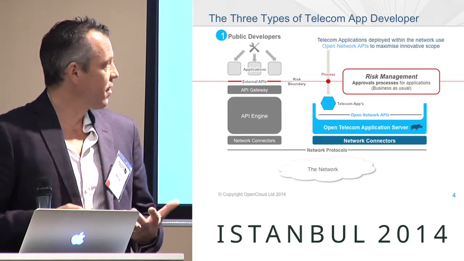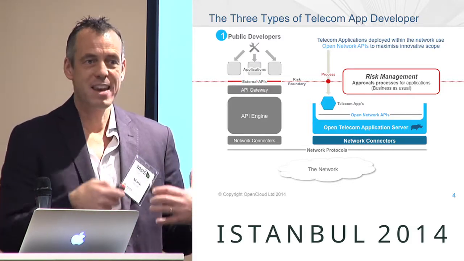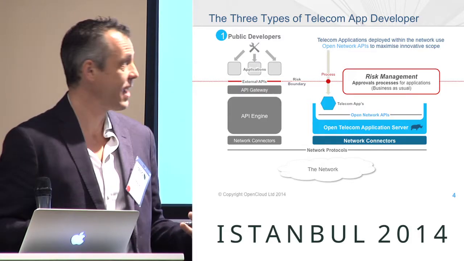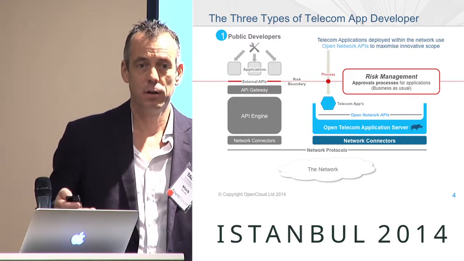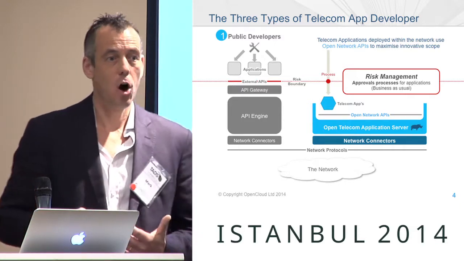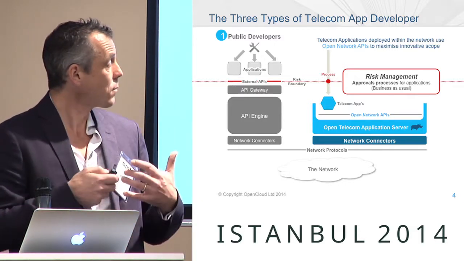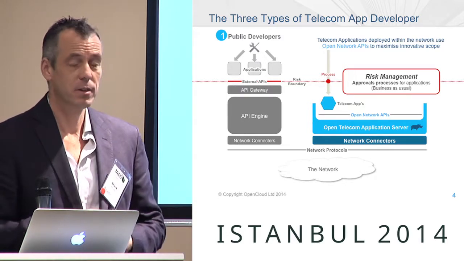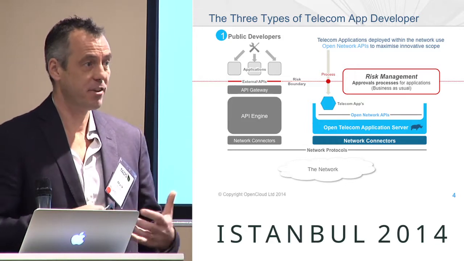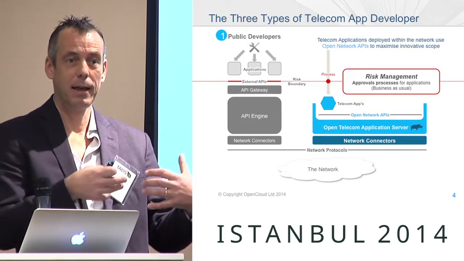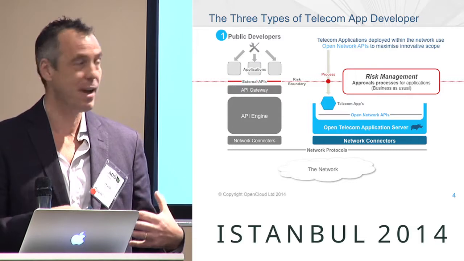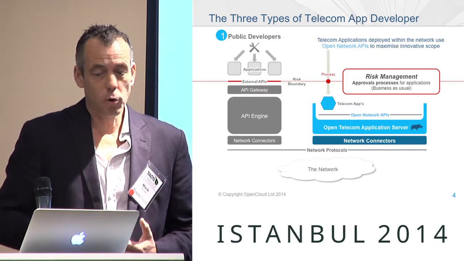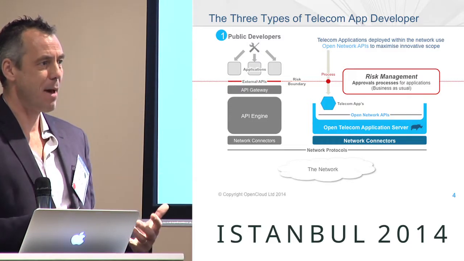What OpenCloud does is actually provide solutions for in-network application development. We have the network connectors. We have an open application server environment on which the network APIs with their full functionality can be exposed. And so you can do very, very sophisticated things because the application itself is operating within the network, within the risk boundary.